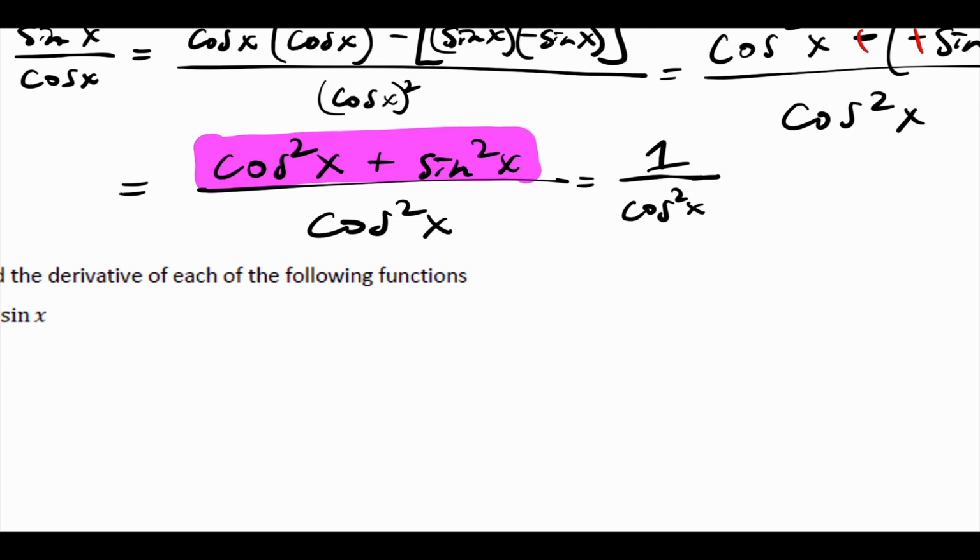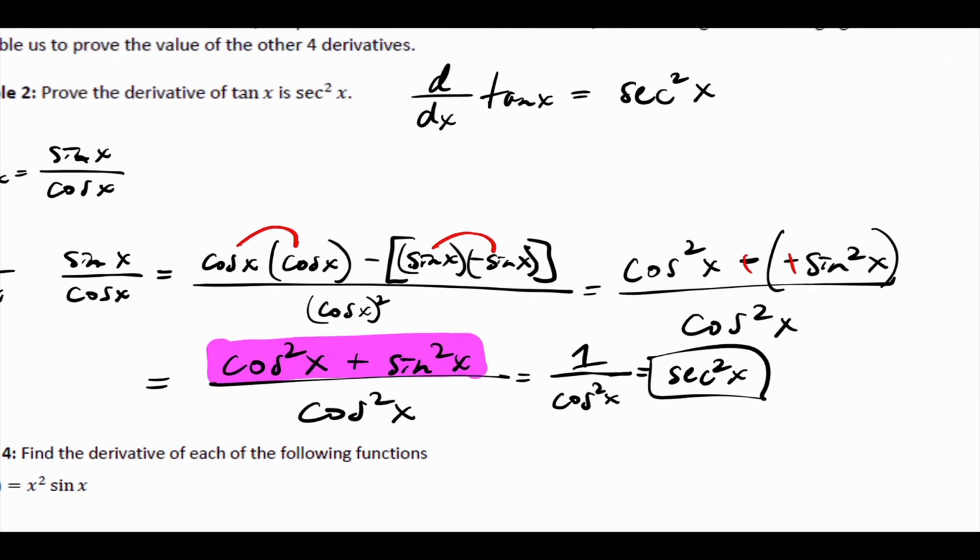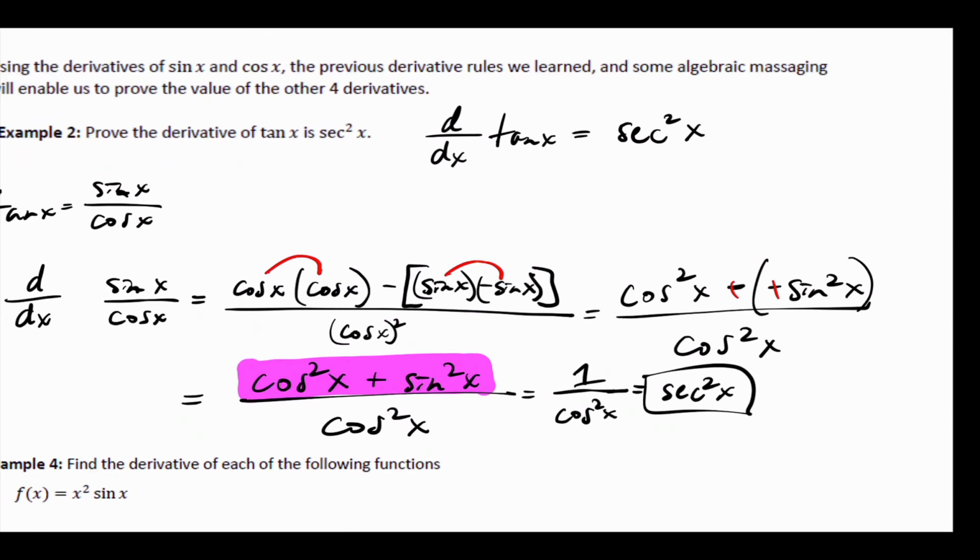So that's equal to that. 1 over cosine. What is 1 over cosine? There you go. Just prove that.